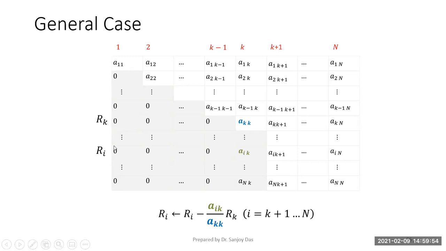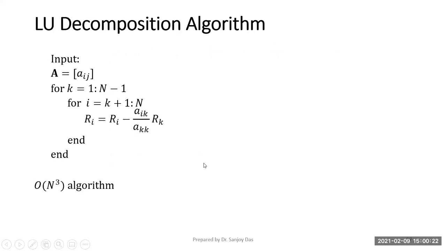But do I have to do the same operations here? I already know that these are zeros from my previous steps, right? So I really don't have to do it for the entire row, only for these elements here. Otherwise, it will be a waste of computer time if I were to subtract 0 from 0 each time. Okay, so this is the algorithm.